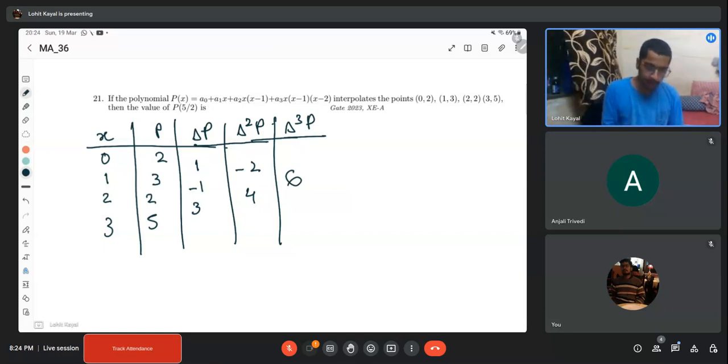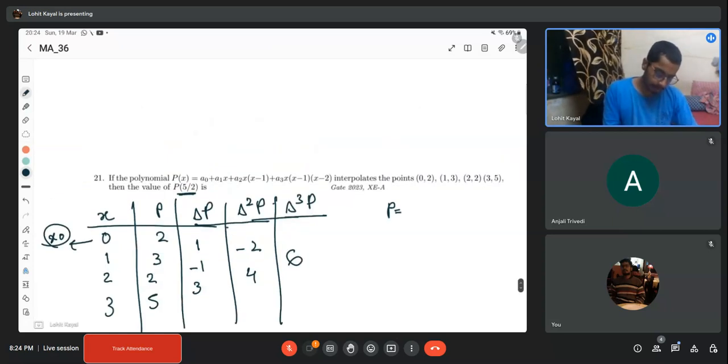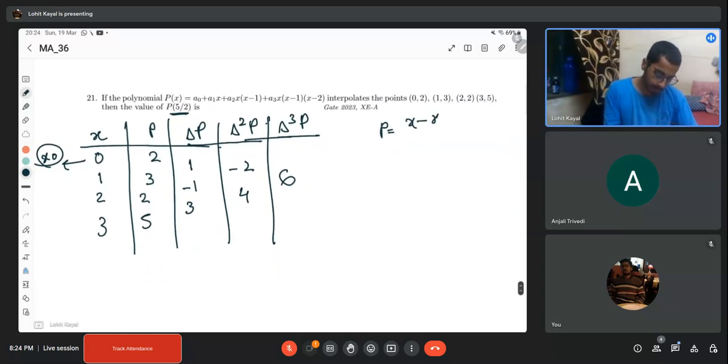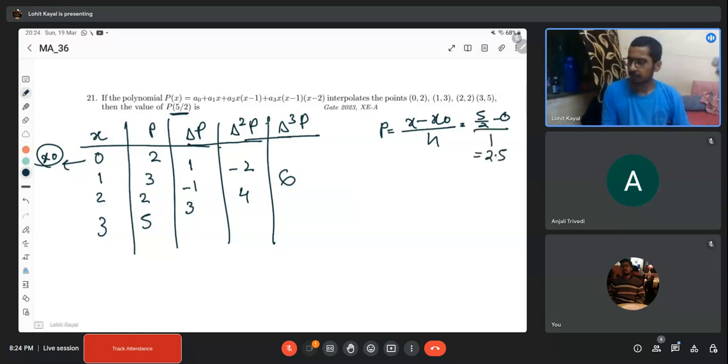Again I need to find the value of p at 5 by 2. In that case I am taking this as my x naught. So what is my p? p equal to x minus x naught by h. My h is 1, so this is 5 by 2 minus 0 by 1 equal to 2.5. So my p is 2.5.